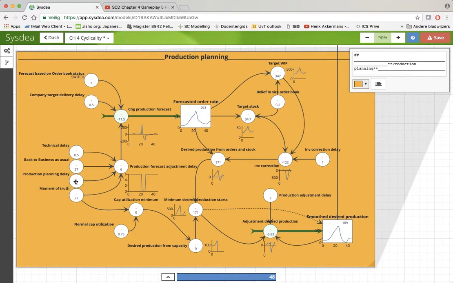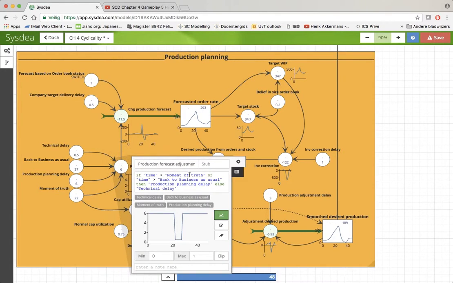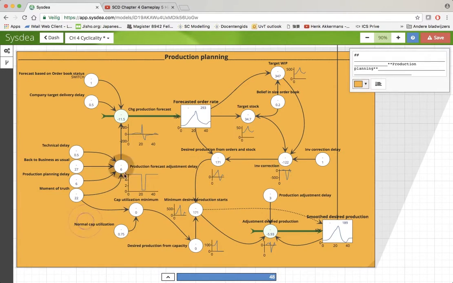This also applies, its minimum, to the production forecast adjustment delay. Normally that's a very smooth process of 6 months, but between months 22 and 27 in this model, in the base case, it becomes a very short technical delay. That's what this if-then statement is saying, and this is the effect that you have then. So during the short period, very rapidly the company looks at what is happening in the last 2 weeks. So this is all about capacity. Under normal conditions, 75% of capacity is the target. During that special period between the moment of truth and back to business as usual, it was 0%.